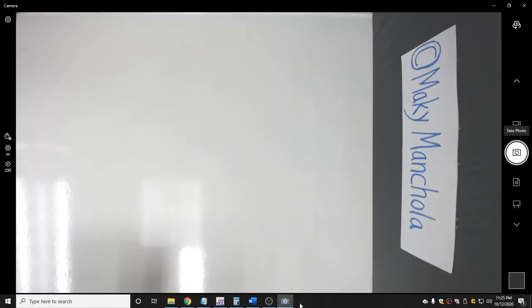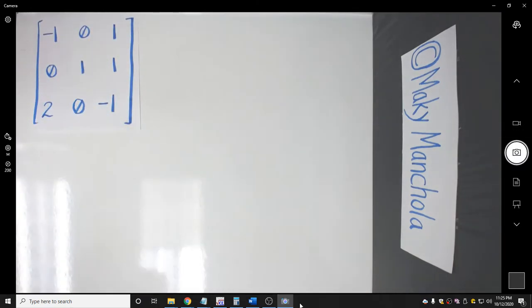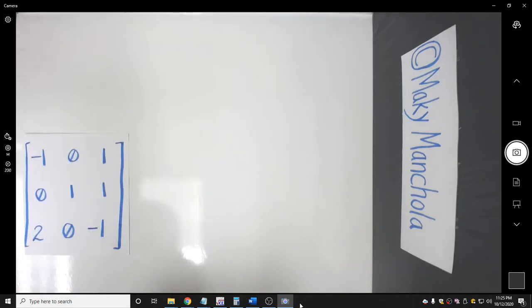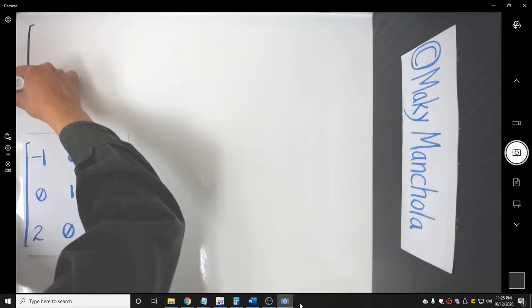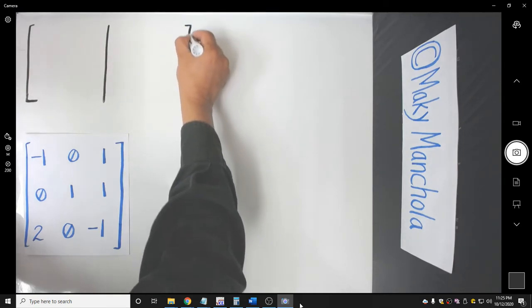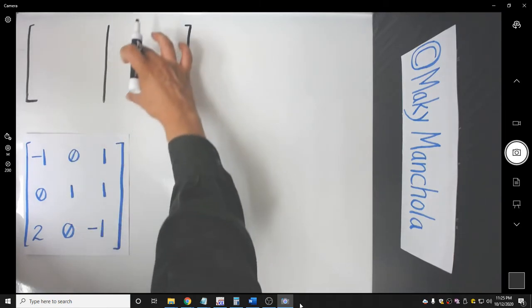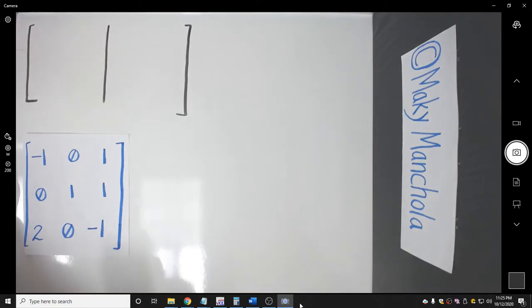Okay, so here's the question. I'm given this matrix A, and I want to find its inverse. Here is a procedure that will do the job. We're going to create an augmented matrix with two blocks. The left block will be the matrix A. The right block will be the identity matrix of the same dimensions as A.